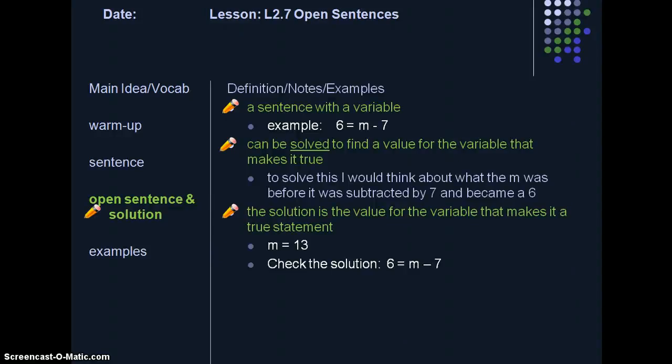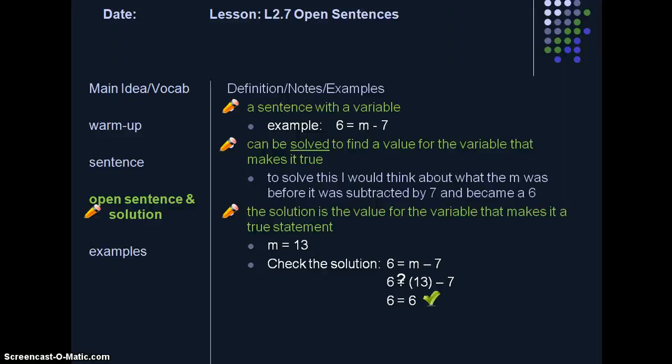I can always check my solution by trying out the 13 in place of the m. You'll notice the question mark here above the equal sign is me saying this isn't for sure true, I'm going to check it out. After I make my calculation, I can add the check mark and the equal sign because I know it works.